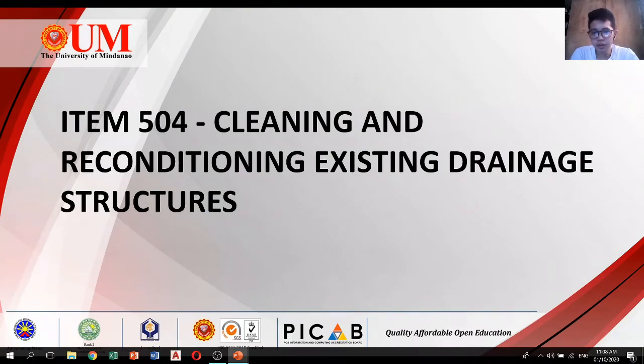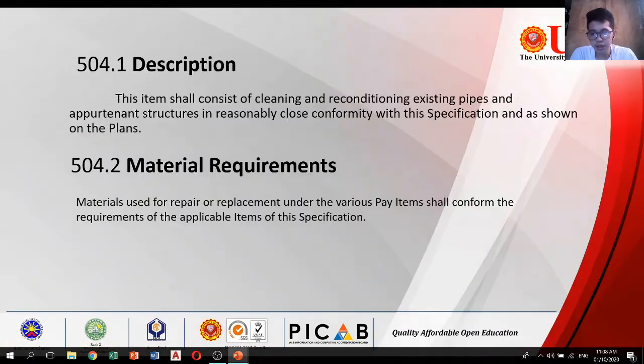Cleaning and reconditioning existing drainage structures. Description: this item shall consist of cleaning and reconditioning existing pipes and pertinent structures in reasonably close conformity with this specification as shown on the plans. Material requirements: material used for repair or replacement under the various pay items shall conform to the requirements of the applicable items of these specifications.